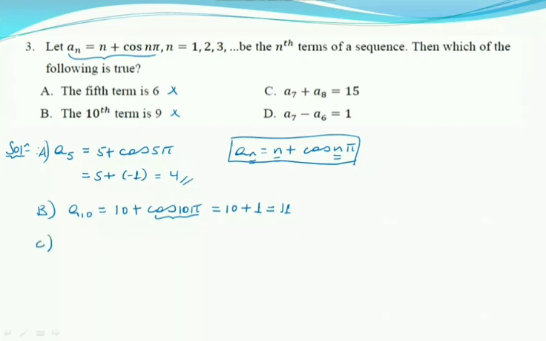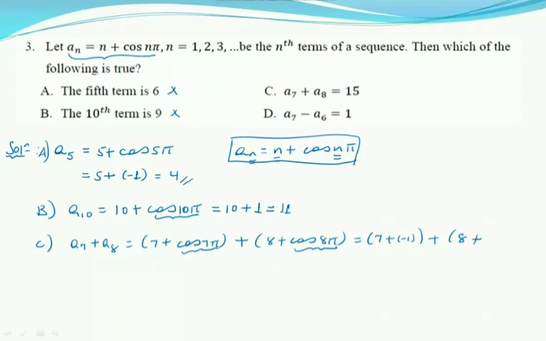Let's check for C. In C we have the 7th term plus the 8th term, but the 7th term is 7 plus cos 7 pi. The 8th term is 8 plus cos 8 pi, but cos 7 pi is minus 1, and cos 8 pi is positive 1. Therefore this is 6 plus 9, the result is 15. So C can be the correct alternative.